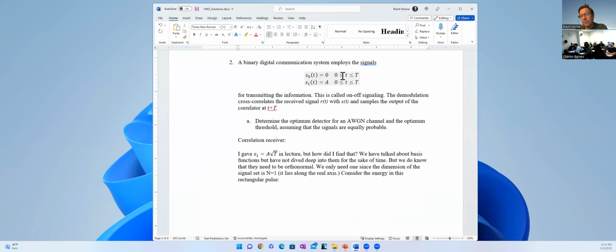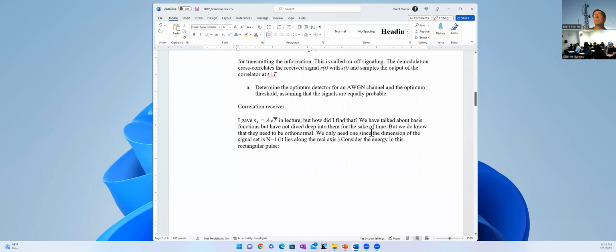As I said earlier, we had antipodal, where we'd have minus A and A. And then we also looked at quadrature signaling, where we would have A times j, or 0 comma A and A comma 0 in the complex plane, right? And now we've got 0 comma A. So these are the more common ones. So how do we approach this? Well, it's a correlation receiver.